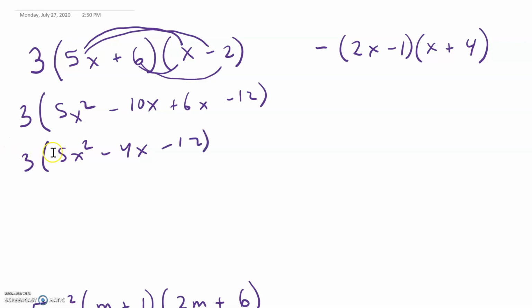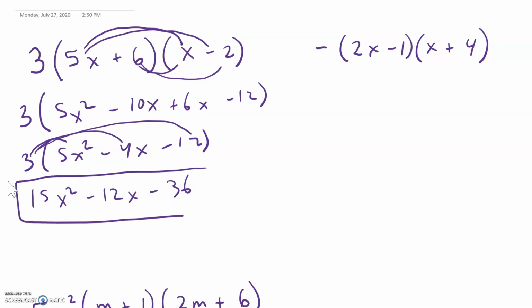Okay, now that I'm done with the FOIL part, now I distribute the 3. So just take it through like this. So we have 3 times 5x squared is 15x squared. 3 times negative 4x is negative 12x. And then 3 times negative 12 is negative 36. So there's your answer to the first question.